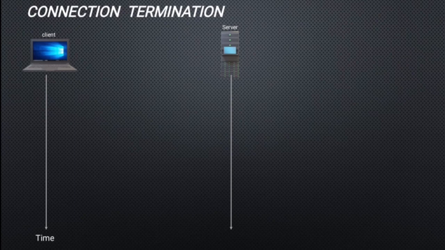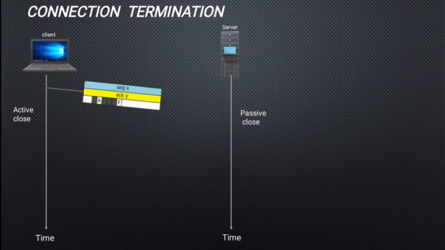The client TCP, after receiving a close command from the client process, sends the first segment, a FIN segment, in which the FIN flag is set. Note that a FIN segment can include the last chunk of data sent by the client, or it can be just a control segment which consumes only one sequence number.